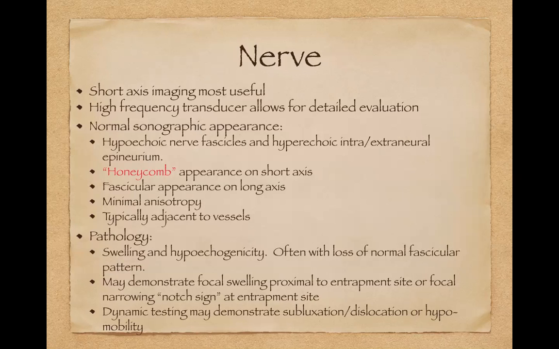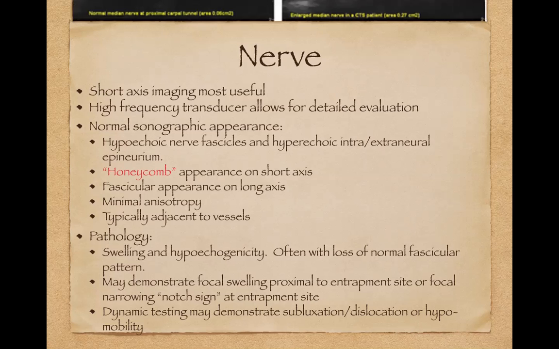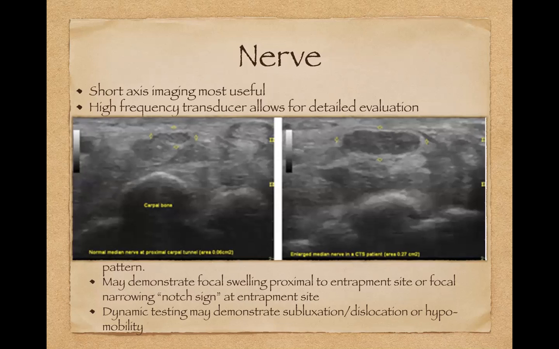In pathology, you'll see swelling and hypoechogenicity, often with loss of the normal fascicular pattern. May demonstrate focal swelling proximal to the entrapment site or focal narrowing at the entrapment site. Dynamic testing may demonstrate subluxation or dislocation, especially when you're evaluating like the ulnar nerve at the cubital tunnel or the fibular nerve. And here's what that looks like on ultrasound. So your normal on the left, that normal honeycomb appearance, and then on the right, you see the nerve is swollen and loss of that honeycomb appearance.